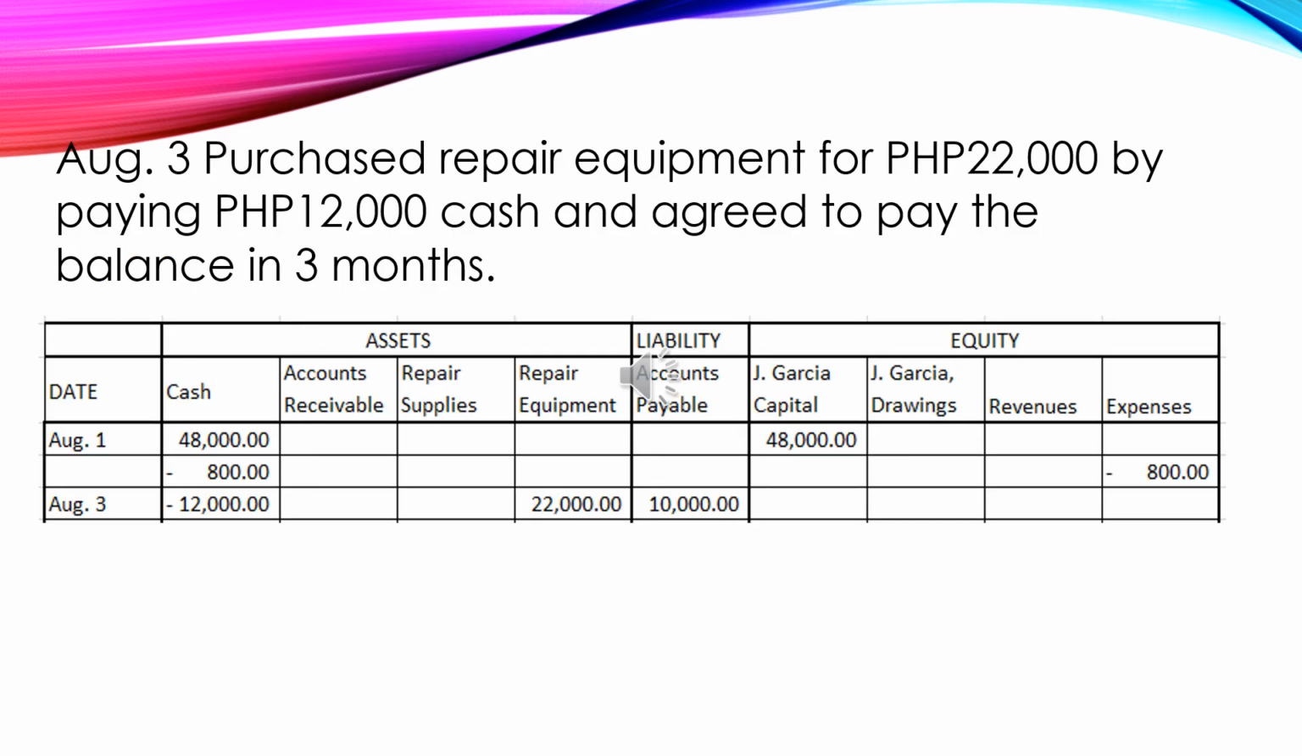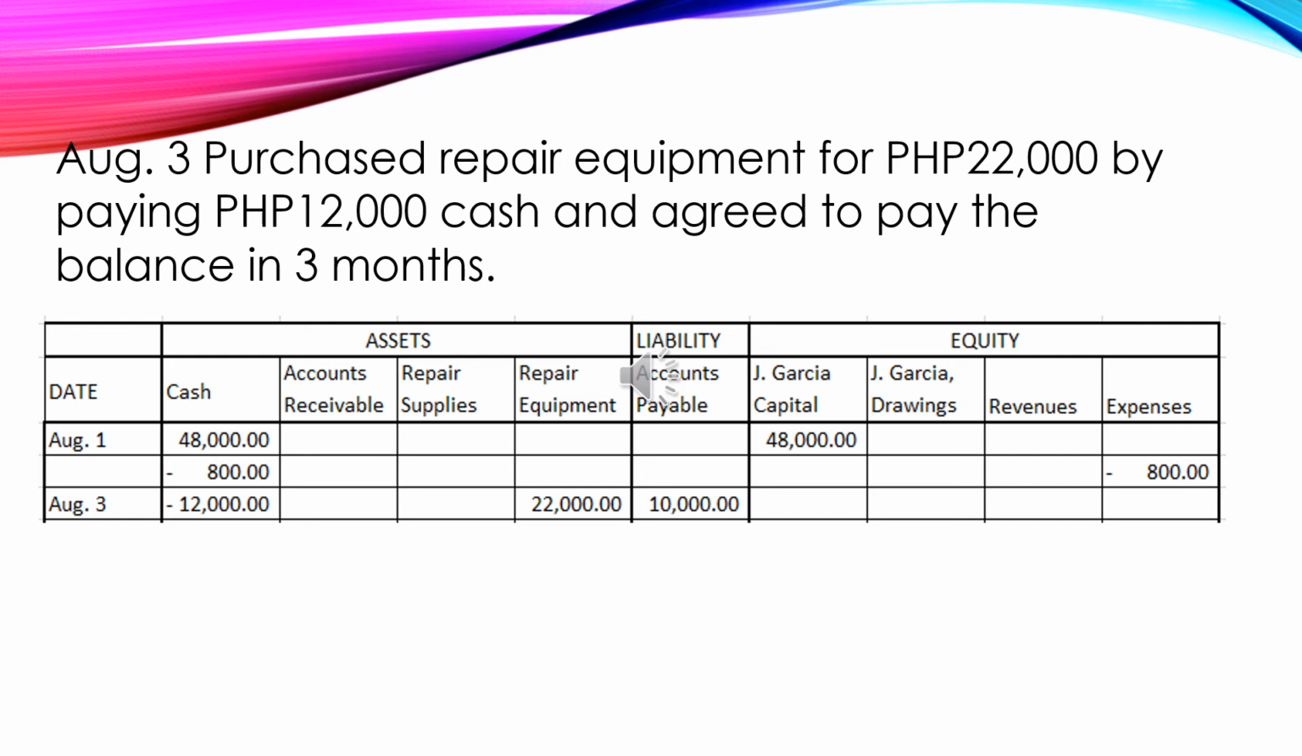For the August 3 transaction, we have purchased repair equipment for 22,000 by paying 12,000 cash and agreed to pay the balance in 3 months. Okay, so as you can see there is an increase in asset of 22,000 in the form of repair equipment and then a decrease in cash of 12,000 because 12,000 was paid upon purchase of the equipment.